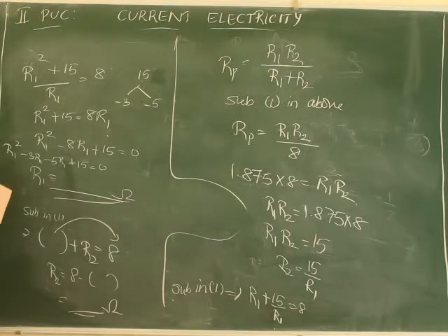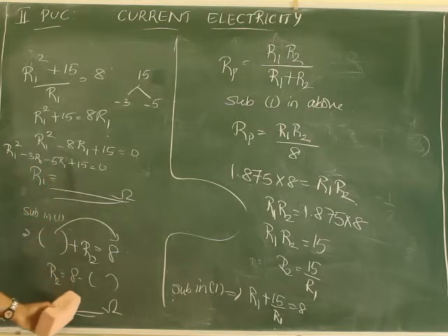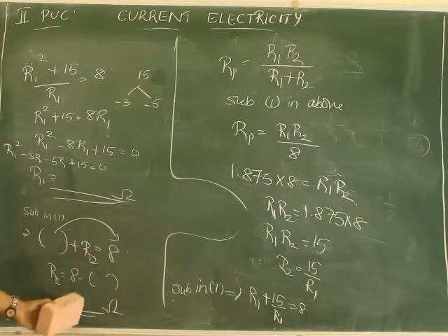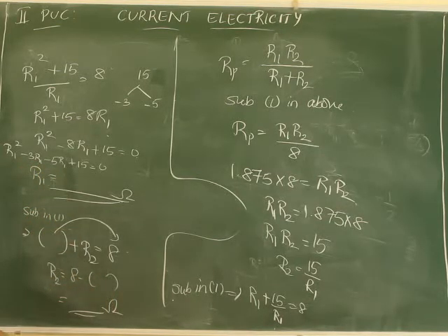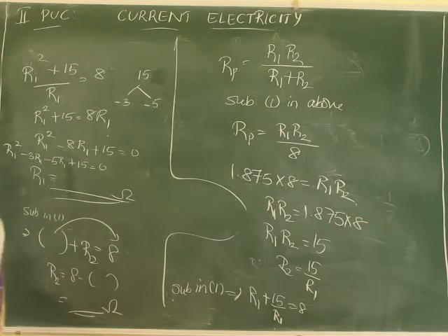So we get two values for R1, correct? That is 3 and 5. Either you can write R1 is equal to 3 or R1 is equal to 5. If R1 is equal to 3, then R2 is equal to 5 you get. If R1 is equal to 5, then R2 is equal to 3. Am I right? Solve it. This is how. Next step you know it, correct? Mathematical expressions. I think you can solve it on your own.